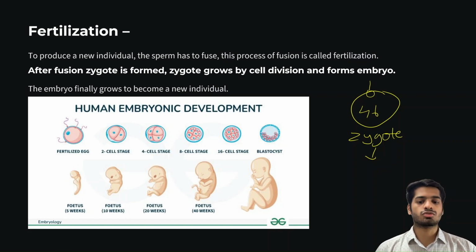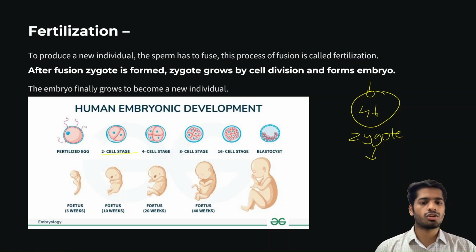So this zygote is going to divide, and the second stage is called the two cell stage, in which there are two cells. So from now, I'm going to call it an embryo. The one single cell stage is known as the zygote. Once the zygote starts to divide, I'll call it an embryo.